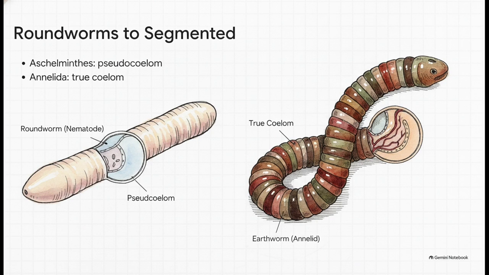But then, phylum Annelida takes it a major step further. These segmented worms, think of your everyday earthworm, introduce a true coelom and metameric segmentation. That's where their body surface is divided into repeated segments or rings. Annelids even boast a highly sophisticated closed circulatory system where blood is actively pumped through distinct vessels. It's a huge leap forward.